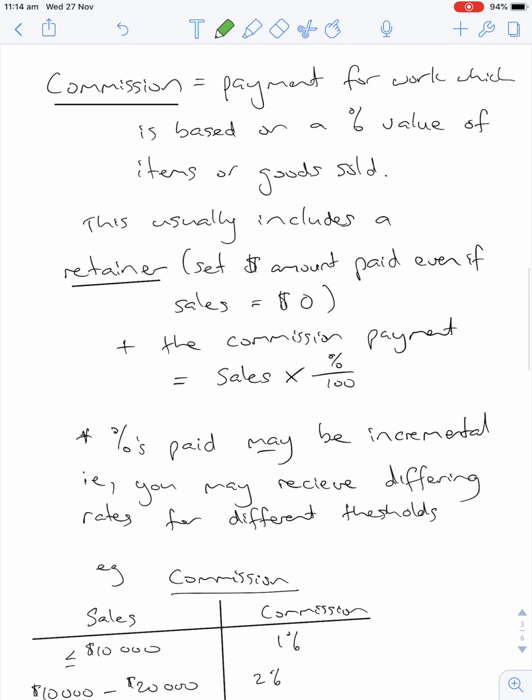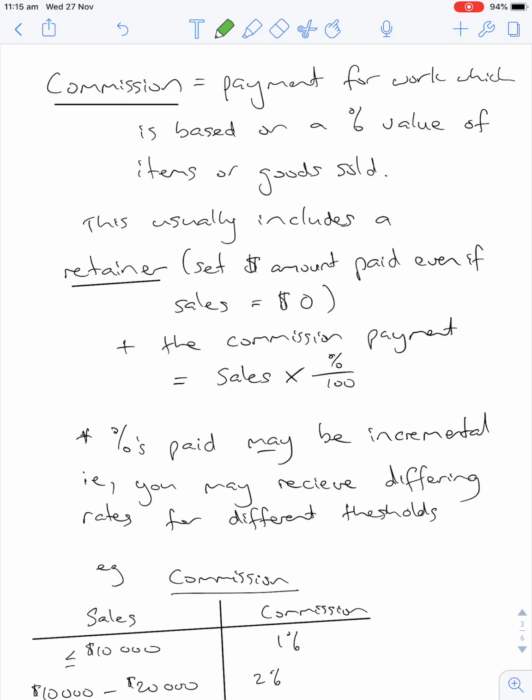Commissions are generally associated with sales, so things like real estate agents, salespeople of any description. And they're basically a percentage payment. So it's based on a percentage of whatever value you've sold. So generally you'll get not just the commission, but also what we call a retainer. A retainer is the set dollar amount that you'll get paid even if you sell nothing. So for example, if you're in real estate, you probably wouldn't expect to sell a house every single week, but the government won't allow you to starve to death.